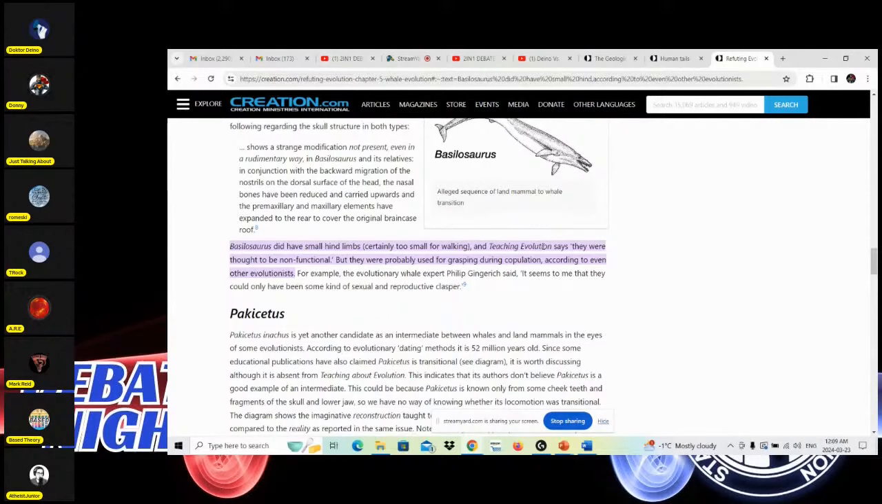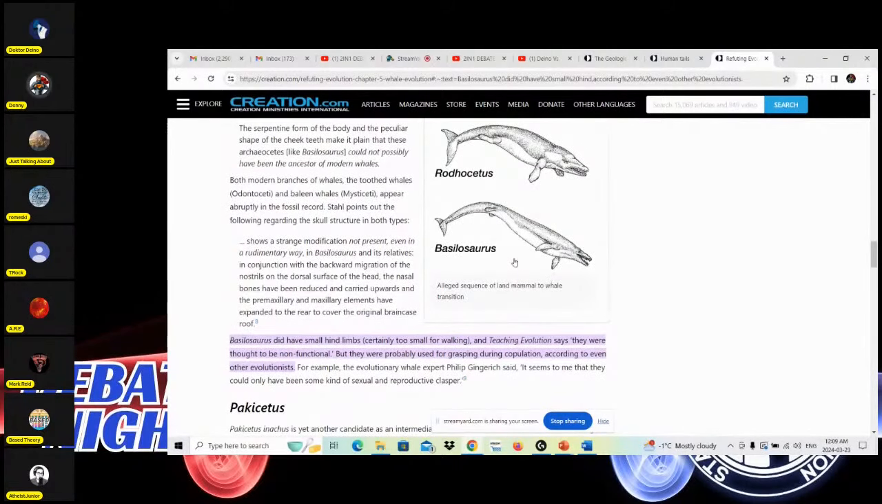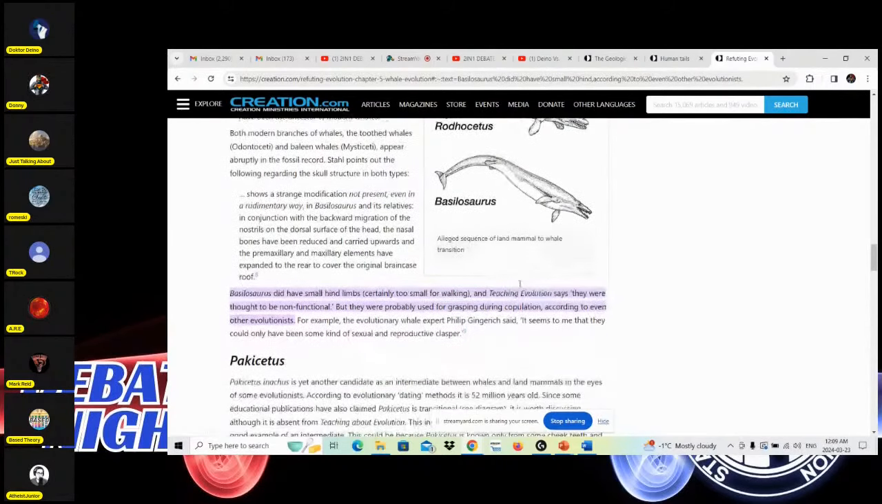So we have modern animals today that have claspers, though, for that specific purpose, and they don't look like hind limbs. So why were they specifically designed to look like miniature hind limbs in this case? Well, we don't have anything today that looks like Basilosaurus. That would be terrifying. No, but we do have modern animals that use claspers for the purpose you just described. Right, and Basilosaurus. So are you saying Basilosaurus did not use this structure for reproduction?